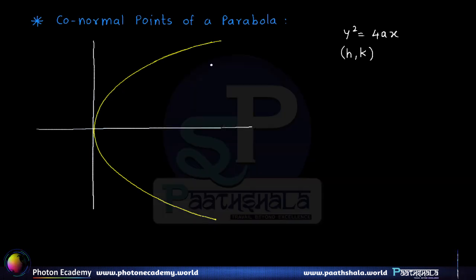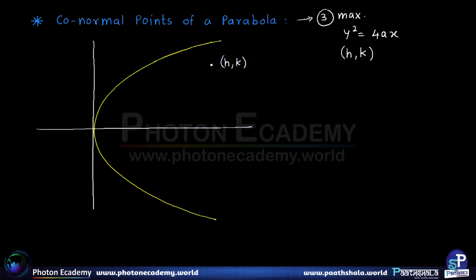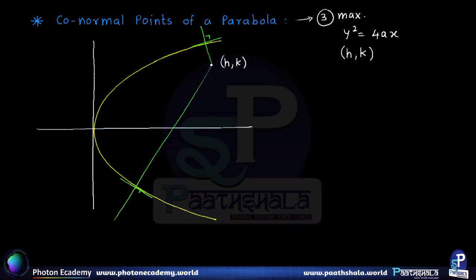So from this point, h comma k, we want to find out how many normals can be drawn to the parabola. The answer is that a maximum of 3 normals can be drawn to any parabola from any point. That means the point may be situated in such a way that we can draw 3 distinct normals. As an example, we are showing these normals here. There can be one normal like this, and just closely situated another normal like this.